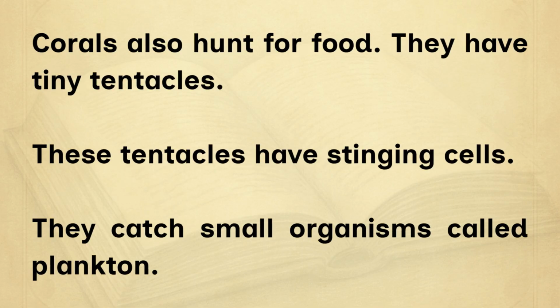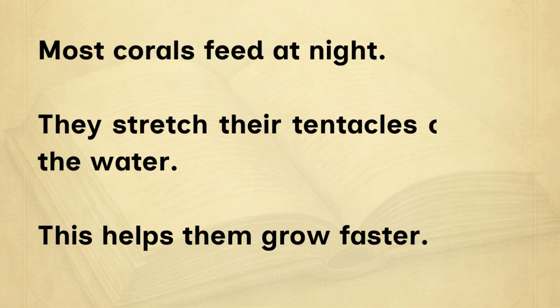Corals also hunt for food. They have tiny tentacles. These tentacles have stinging cells. They catch small organisms called plankton. Most corals feed at night. They stretch their tentacles out into the water. This helps them grow faster.